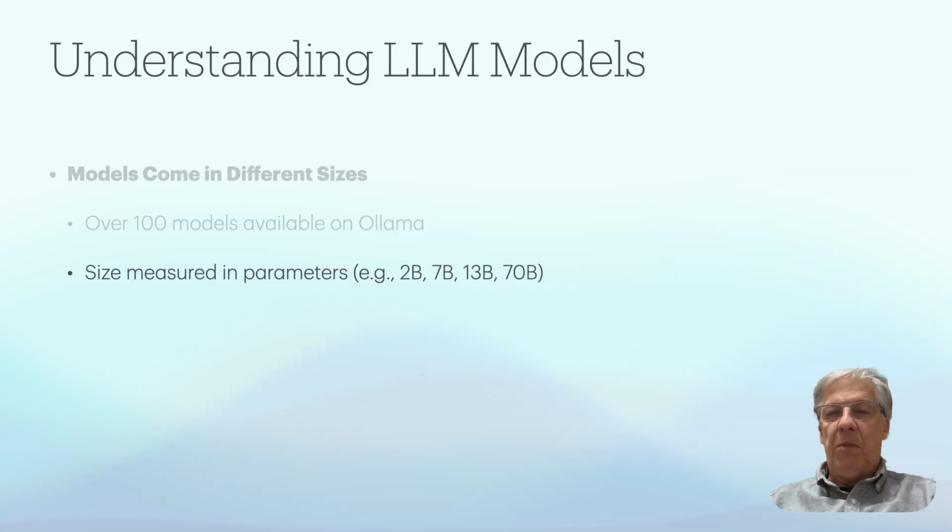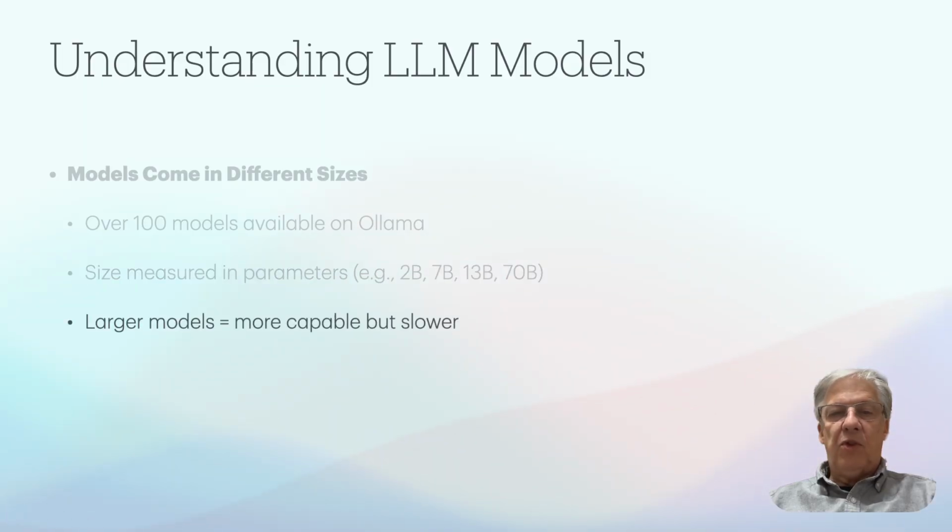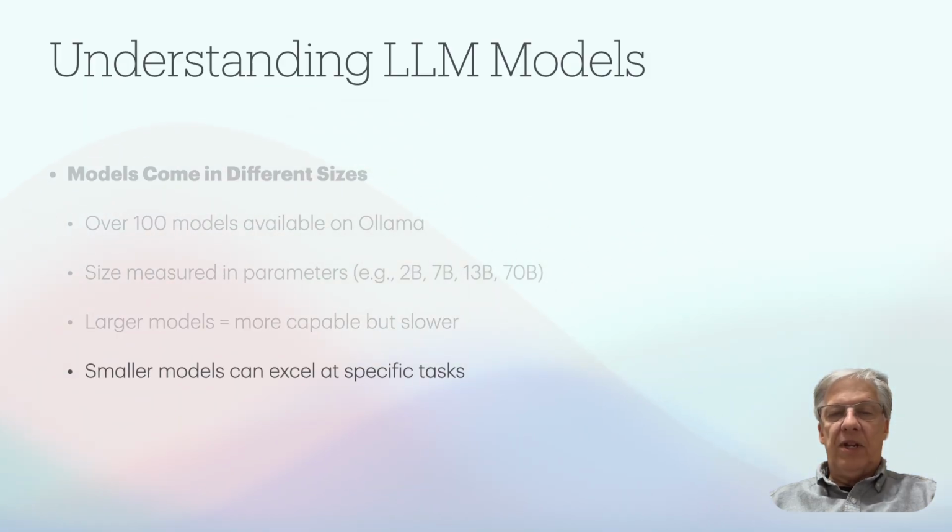Model size is usually described in terms of billions of parameters. So 2 billion, 7 billion, 13 billion, 70 billion. The larger models are more capable, but they're slower because they're just bigger. The smaller models can excel at specific tasks.